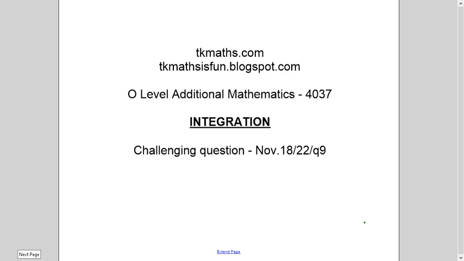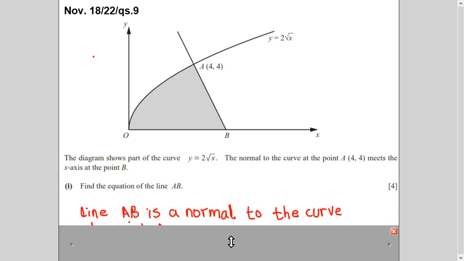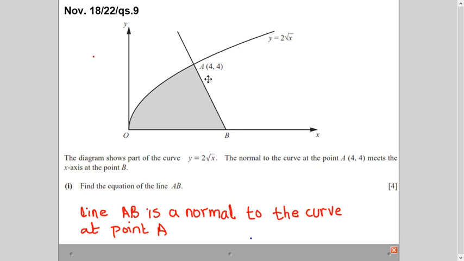So let's begin with the question. The question is about this diagram. There are three parts of this question. I am showing one part at a time. In this question, the diagram is showing the curve y equals 2 root x, which is basically this curve. And then the normal to the curve at the point A meets the x-axis at the point B. So this line is your normal and it is at point A. You have to find the equation of the line AB, right? So line AB is normal to the curve at point A. This is the information given to us in the question.